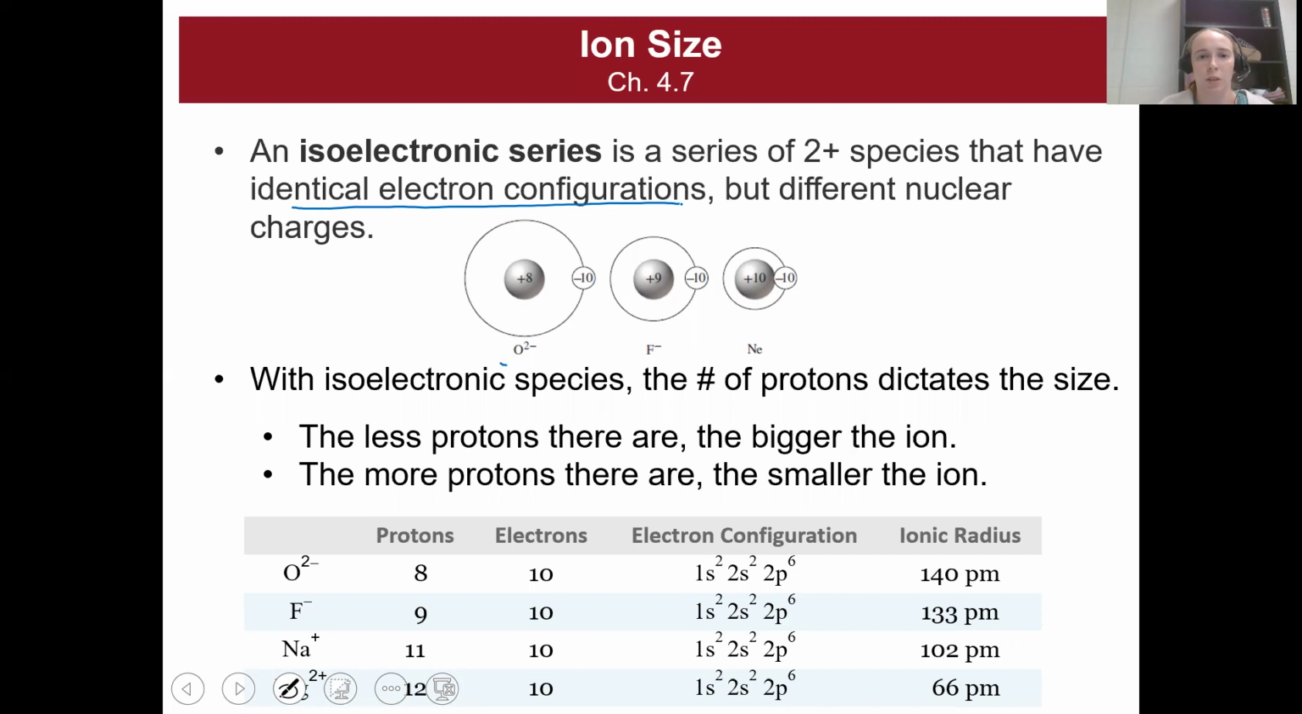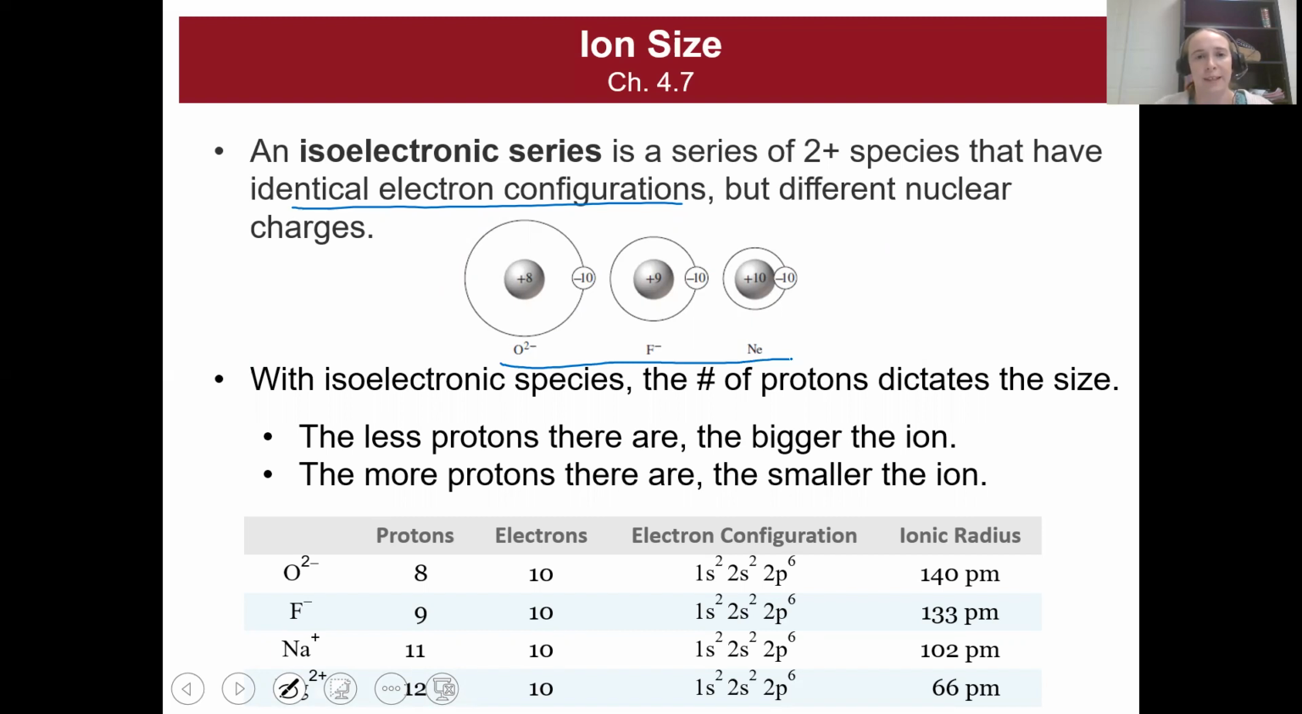So let's look at oxygen, fluorine, and neon. The oxygen anion has 8 protons in its nucleus because it's number 8 on the periodic table, but it has 10 electrons because it's an ion. Fluorine has 9 protons in its nucleus because it is number 9 on the periodic table, and it has 10 electrons because it's an ion. And neon has 10 and 10 because neon's a neutral atom.